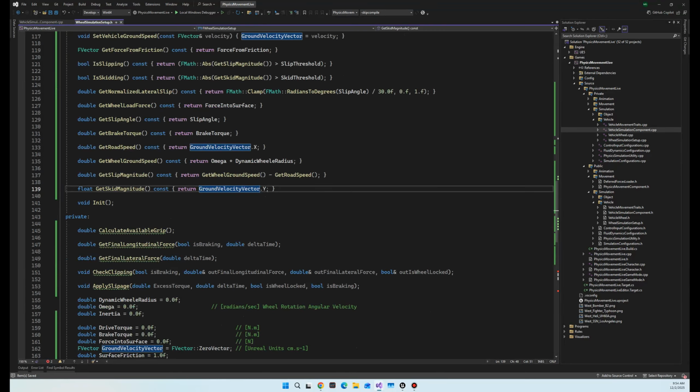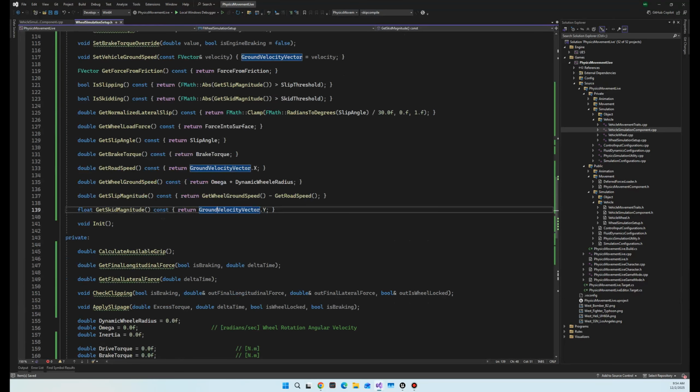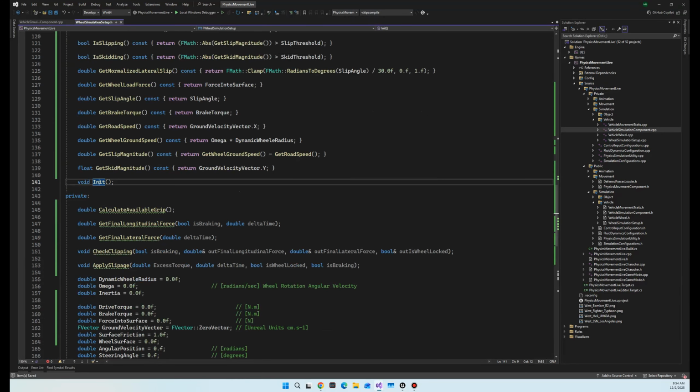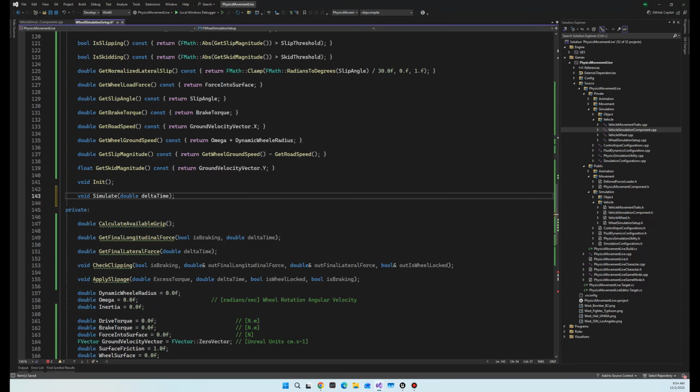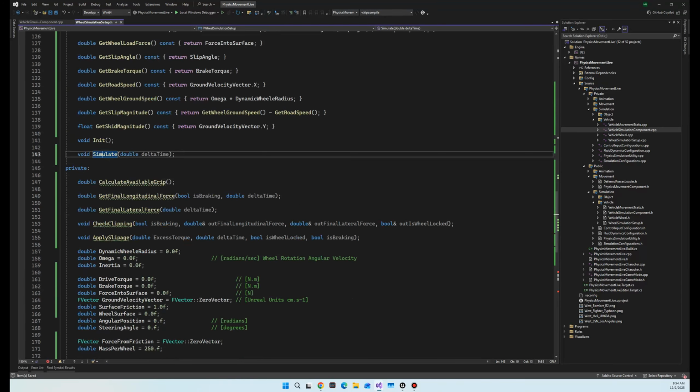All right, so that should set us up for all of our private or public functions. The only other thing that we have, so we have the initialization function here. The only other public function I need to add is our simulate function, and this is the function that we're going to be using to actually run our wheel friction simulation on each wheel.